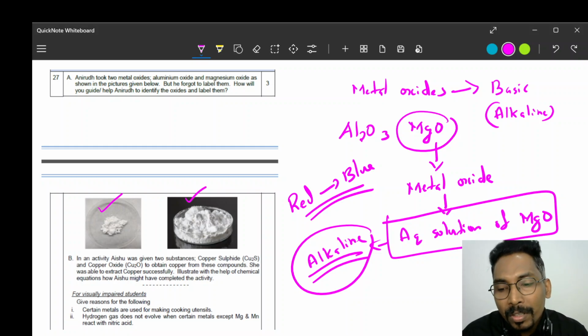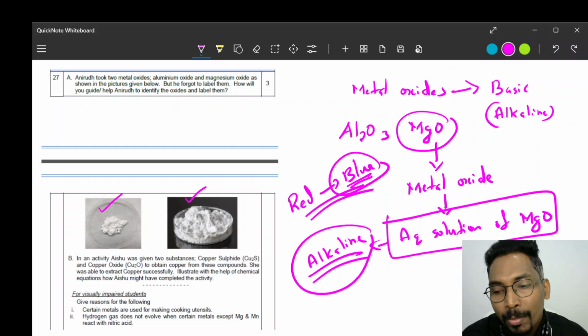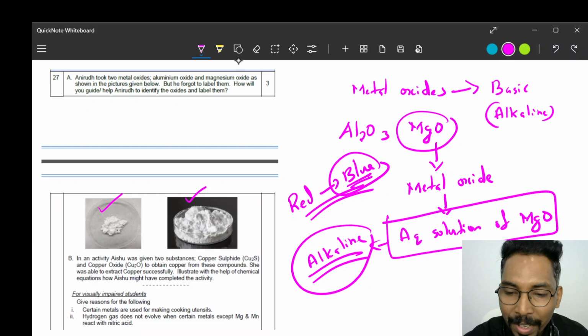Out of these two aqueous solutions of metal oxides, the one which turns red litmus to blue color, he can confirm that it will be magnesium oxide, because an aqueous solution of magnesium oxide, a metal oxide, will be basic or alkaline in nature, which can turn red litmus to blue color.